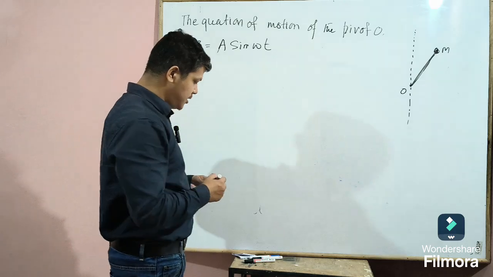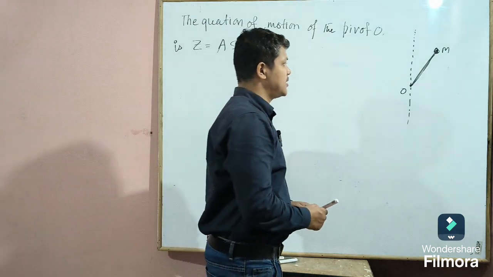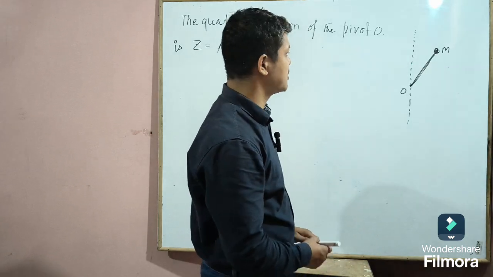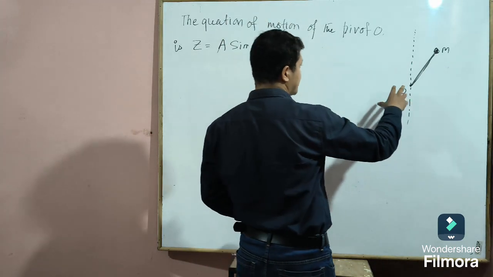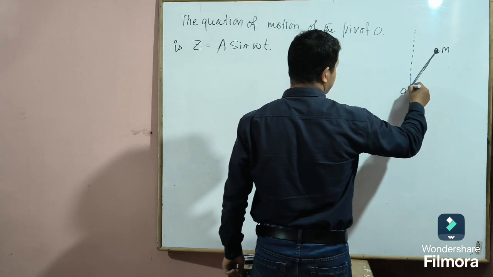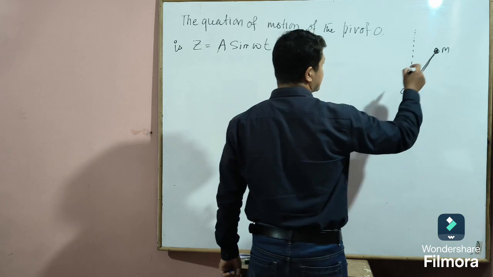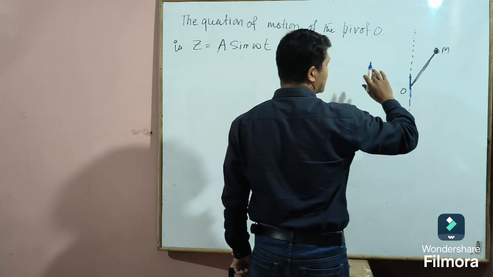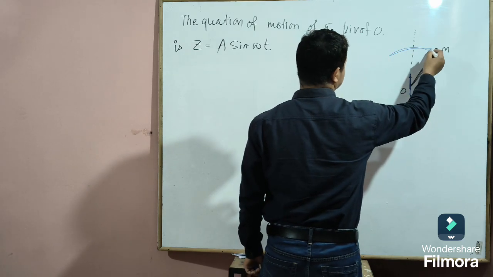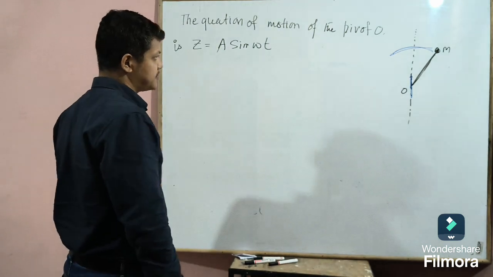Now here you see, it must have two accelerations, and two different motions are involved here. One is that this point O has vertical motion. Another is that this is an inverted pendulum, and so it oscillates like this.